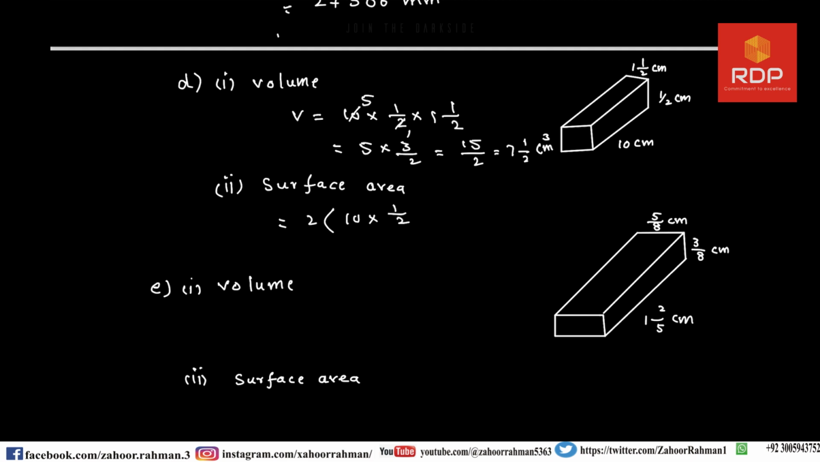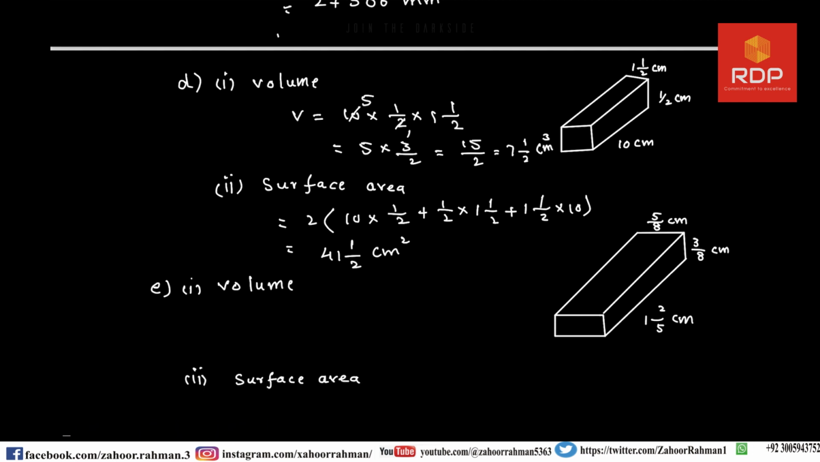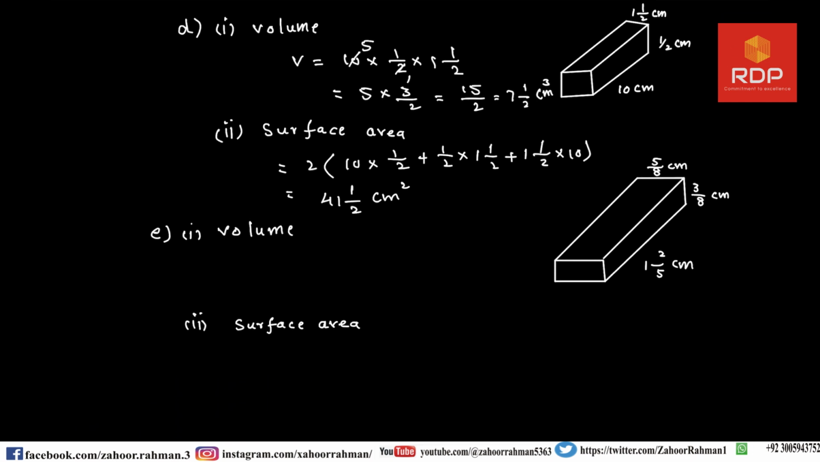Similarly, surface area will be equal to 10 multiplied by 1 over 2 multiplied by 1 over 2 plus 1 over 2 multiplied by 1 whole 1 over 2 plus 1 whole 1 over 2 multiplied by 10. Then the calculator must be in action. And after the calculation we will get 41 whole 1 over 2 centimeter square. I think that there will be no problem for you.